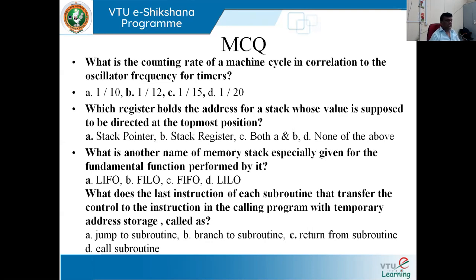What is the last instruction of each subroutine that transfers the control to the instruction in the calling program with temporary address storage called? Right. So jump to subroutine, branch to subroutine, return from subroutine, or call subroutine. As we all know, a subroutine is nothing but a set of instructions written separately, and whenever we call, the program will shift from the main program to the subroutine. It will execute the instructions which are there in the subroutine, and then whenever it looks at the last instruction, right?